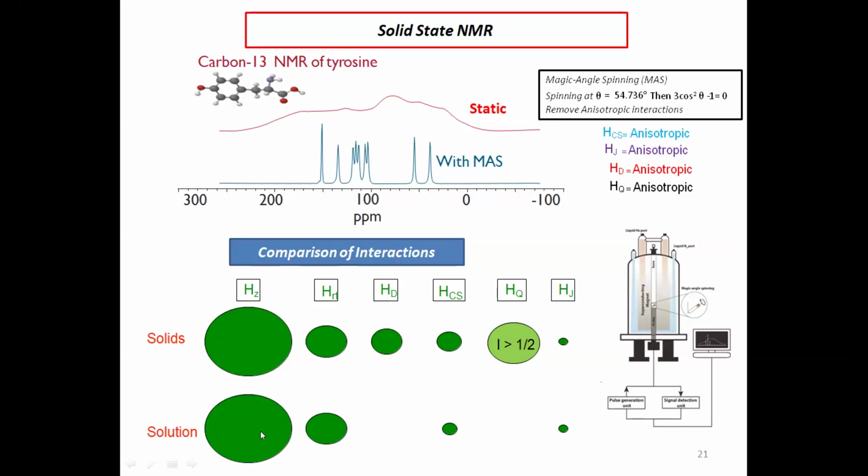So in solution, what happens? Due to the molecular tumbling, there is a narrowing of the line, and we get very sharp spectra in the solution state. Whereas in solid state, we get broad spectra without spinning the sample, and if we spin the sample, we get a relatively sharp peak. This is an example of carbon-13 NMR of tyrosine: the red color is a very broad signal, and the blue color is a very sharp signal.